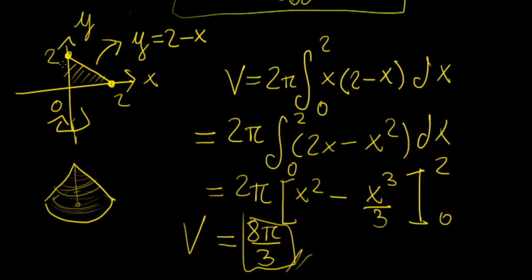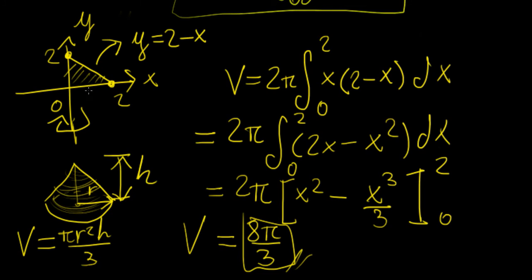Now how can we check that? Well, in this example we can simply use the formula that is given for a cone, and the volume of a cone is given by pi r squared h over 3. So r is the radius of the bottom, and h is just the total height of the cone. So in this case our h is 2, and our r is 2 as well. So 2 squared times 2, that's 8, and that gives us 8 pi over 3, which is the same as this.